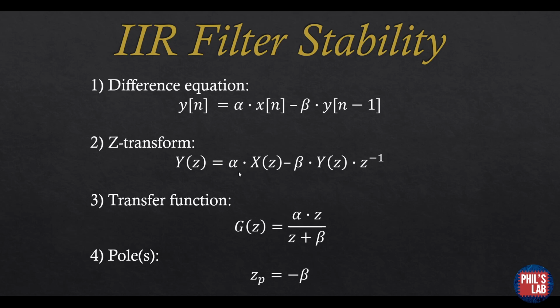That's all there is to taking the Z transform. Then we rearrange, taking the ratio of Y(z) over X(z) to give our transfer function, which we'll call G(z). Now you can see here we have alpha times z over z plus beta. It's quite simple to see that we have one zero, when z equals 0, and we have one pole. Remember, that's when the denominator equals 0, and that happens when z equals minus beta.